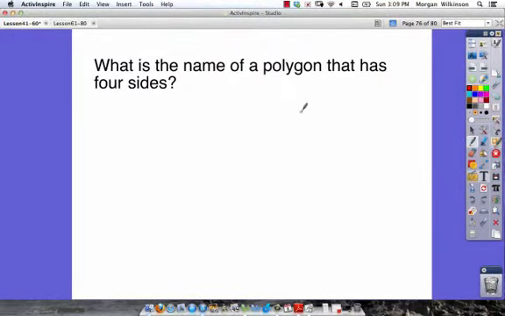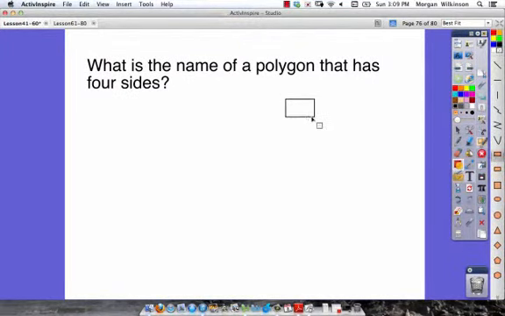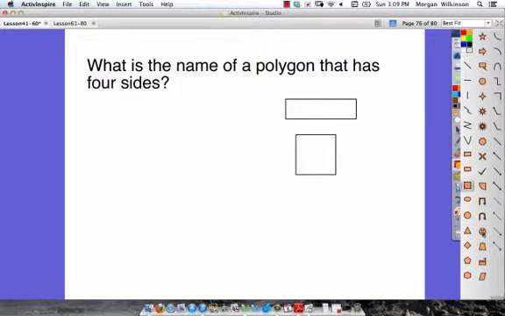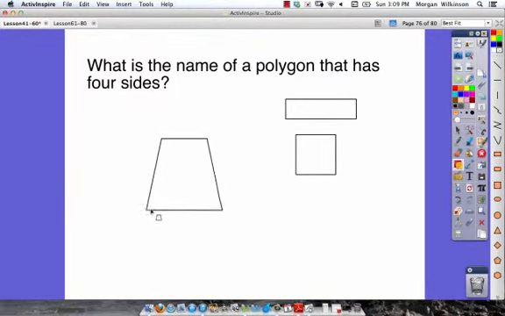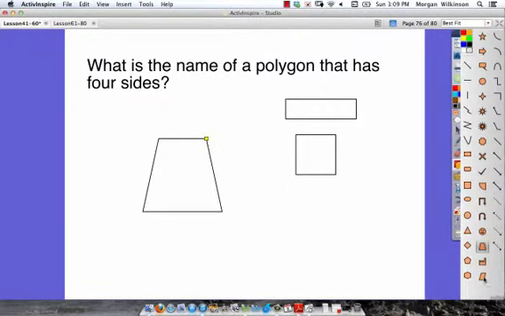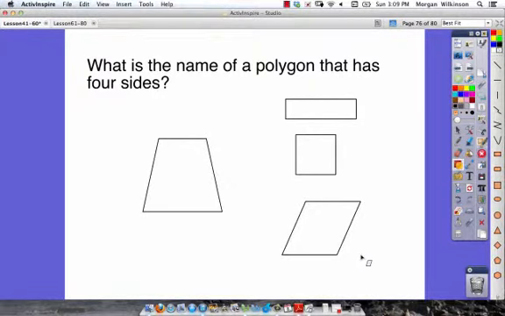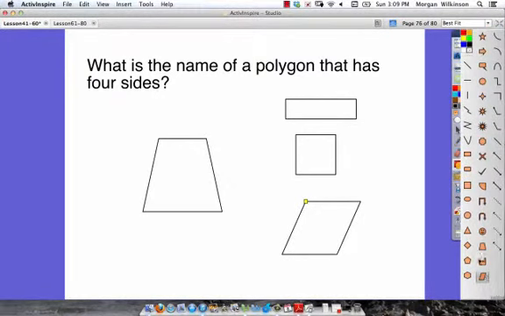What is the name of a polygon that has four sides? If we look at some different polygons with four sides, we can see one here. We've got a rectangle. We've got another one here, a square. Let's see if we have any more four-sided polygons. Well, we've got a four-sided polygon here. This one's a trapezoid. Here we've got a parallelogram. Those are the ones that we have in our toolkit.